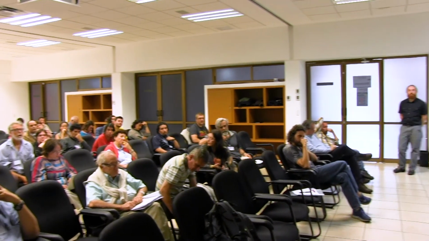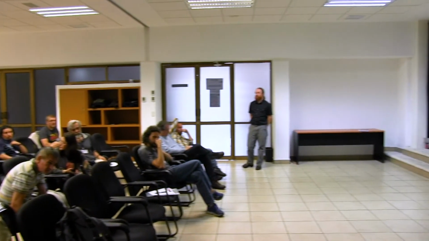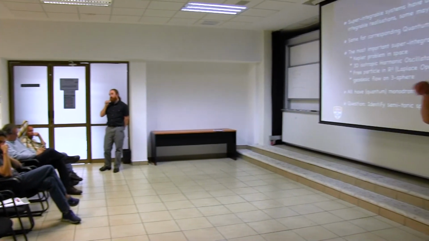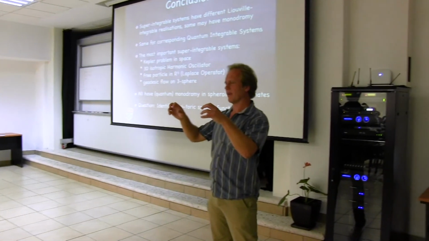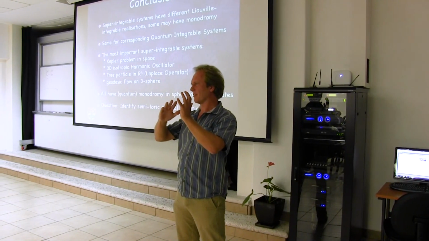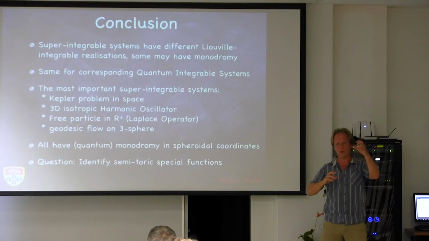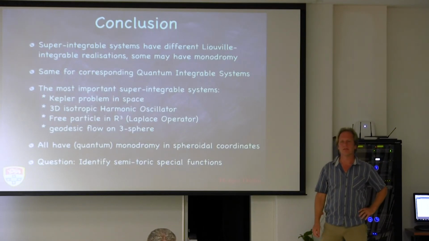Yeah, so I think that's related to the description of SO4 as a product of two SO3s. Right? So it's SO3 cross SO3, and those are, I think, exactly the two that you just described. I guess one basically giving the orientation of the plane, and the other one then the ellipse in that plane.